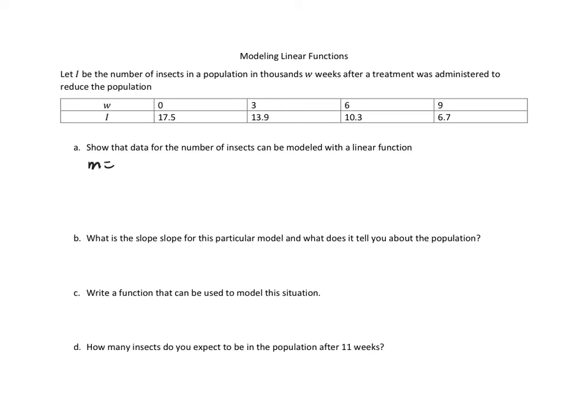So we want to look at the change in the dependent variables over the change in the independent variables, or the change in outputs over the change in inputs. So starting with the 0 to 3 week range, we would look at 13.9 minus 17.5 over 3 minus 0. And if we compute that value, we'll get negative 1.2.